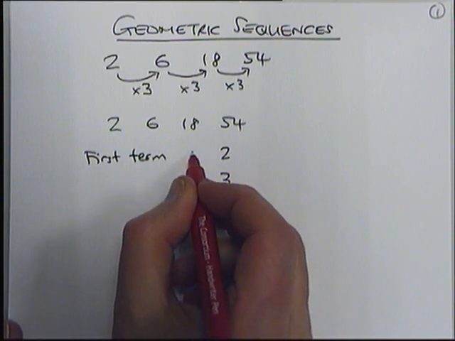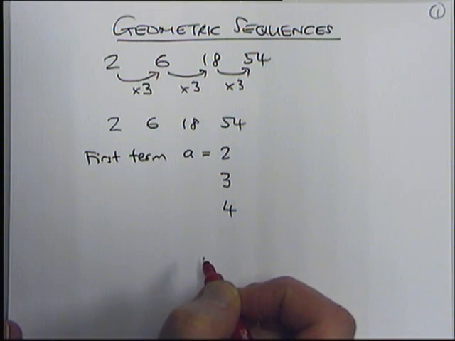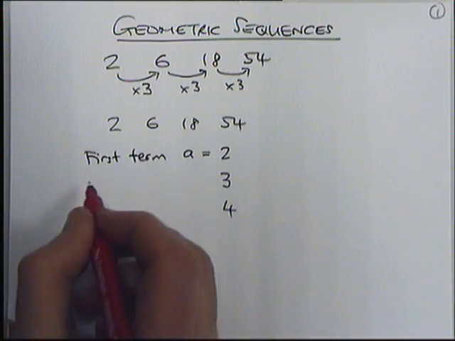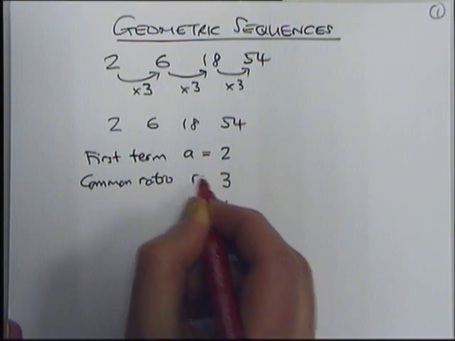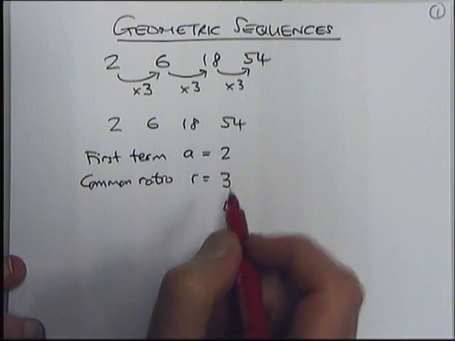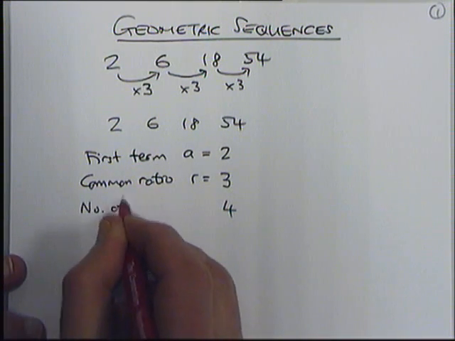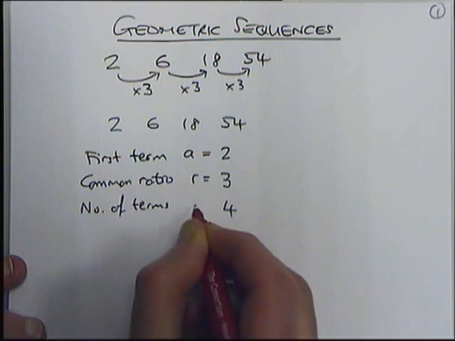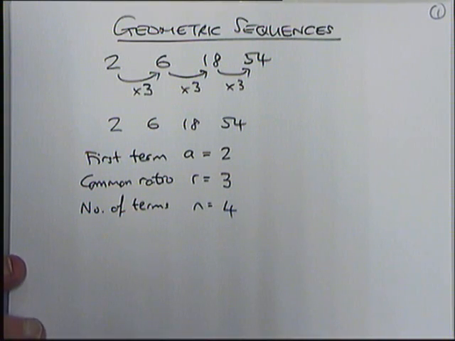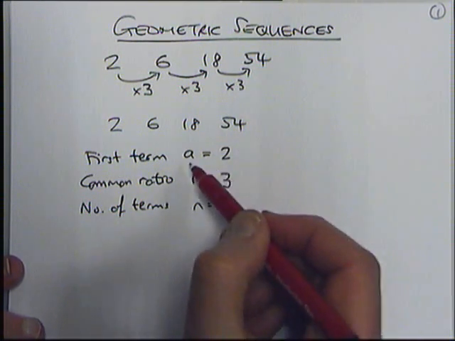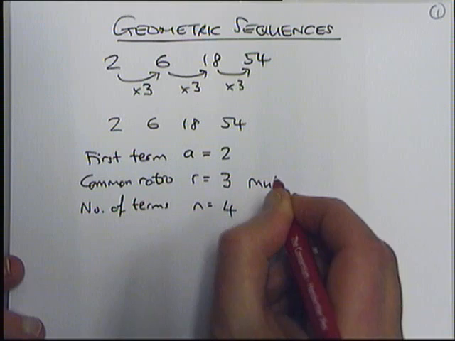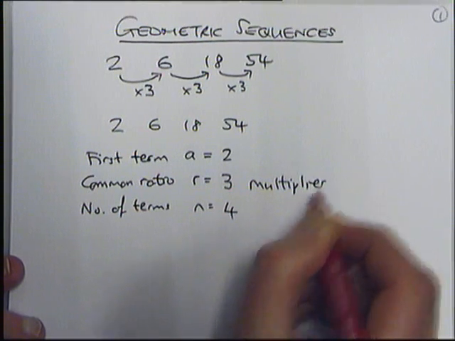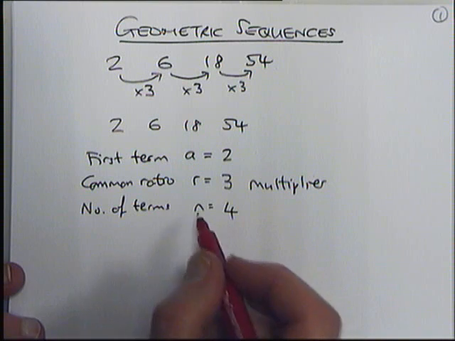The first term, we use the letter A to stand for the first term. What we multiply by each time, we call the common ratio, and we use the letter R to denote that. And the number of terms there are in the sequence, we denote with the letter N. And those are the 3 variables, the 3 things that are really important with geometric sequences. The first term, which we denote A, the common ratio, which is your multiplier, which we denote by R, and the number of terms there are in the sequence, which we denote by N.